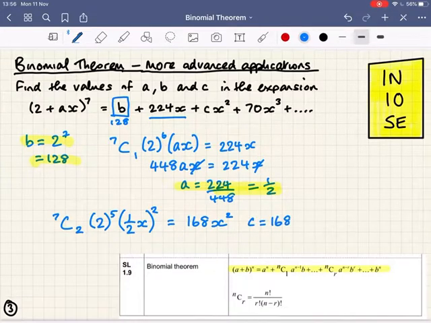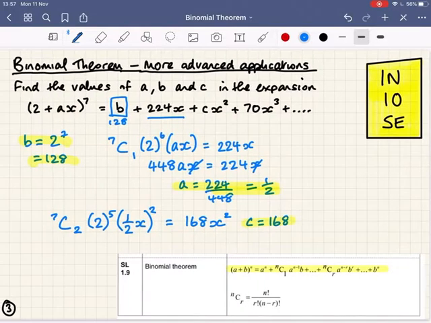Make sure you show the examiner you've read the question. He wants the values for a, b and c, not the values of the whole term. It just wants a, b and c. That's quite straightforward, but you just need to look at it and think, what do I know, and what order do I need to do this in to make it simple? In this case, it was easiest to start with b, then find a, and then find the value of c based on the value of a.